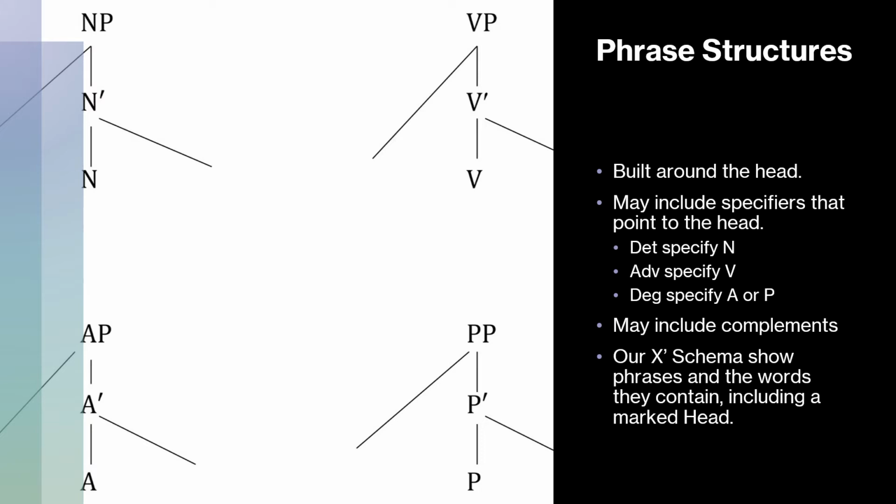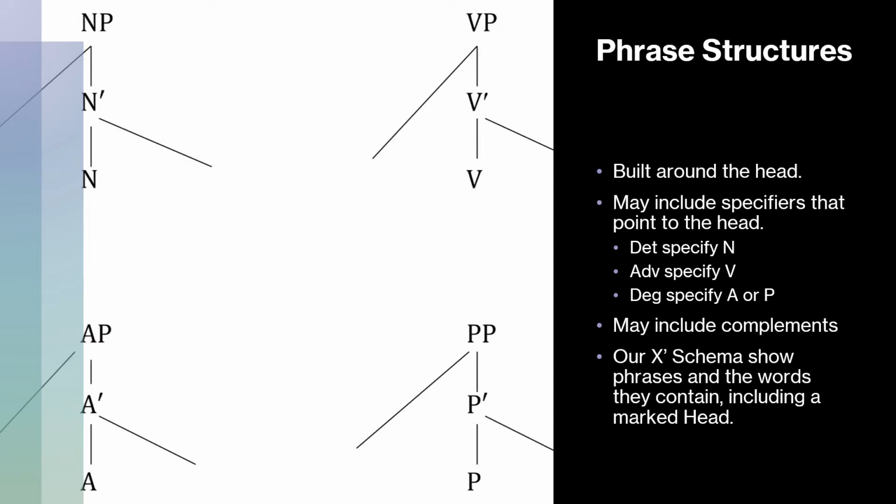Okay, so just to make it clear, phrase structures are built around the heads, right? So a noun phrase has a noun head, a verb phrase has a verb head, an adjective phrase has an adjectival head, and a prepositional phrase has a prepositional head.